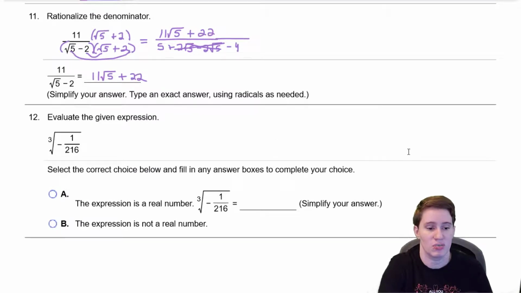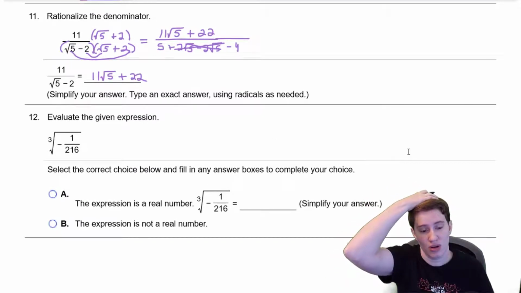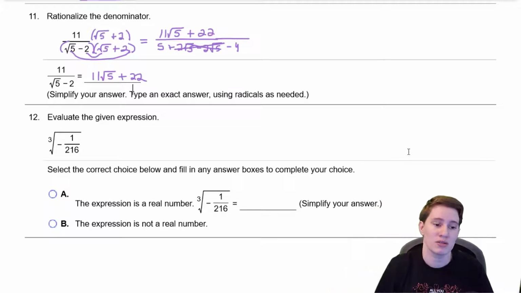Evaluate the given expression. This is a cube root. So with square roots, you're looking for pairs of numbers. With cube roots, you're looking for trios of numbers. And we could continue that pattern on with fourth roots and fifth roots and so on. So our big question here is going to be, is there something that multiplies together 3 times to get 216?